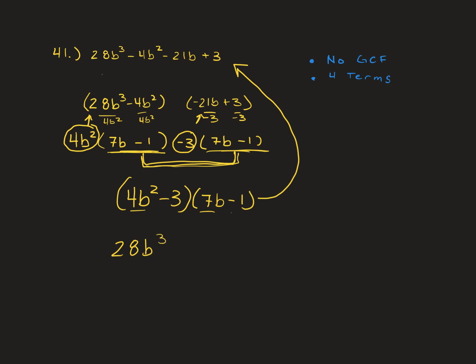Now I'm going to do outer. Negative 1 times 4b squared would be negative 4b squared. The inner, which is negative 3 times 7b, which would be negative 21b. And finally, the last term in each times the last term, which would be positive 3. So I've got 28b cubed minus 4b squared minus 21b plus 3, which matches the original. Therefore, this is the factored form of it.